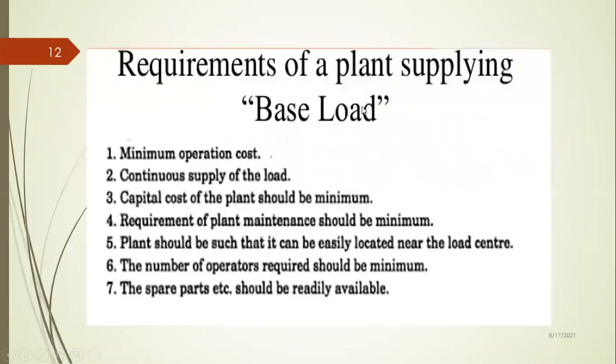Now the requirements for a plant supplying the base load. The first requirement is minimum operation cost. Next is a continuous supply of load. The plants which work under base load should be able to work continuously for a long duration of time. Next, the capital cost of the plant should be minimum. The requirement of plant maintenance should be minimum. These plants don't need more maintenance, and they are continuously working smoothly.